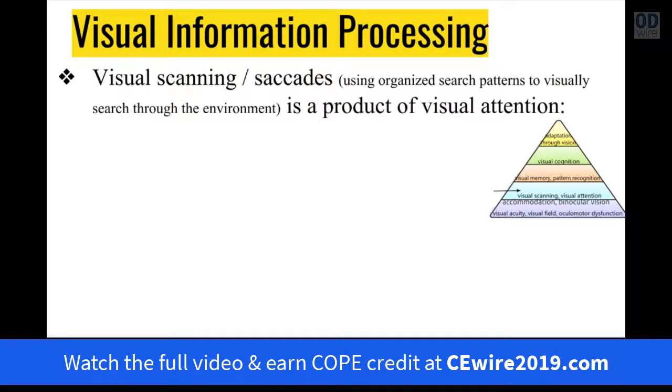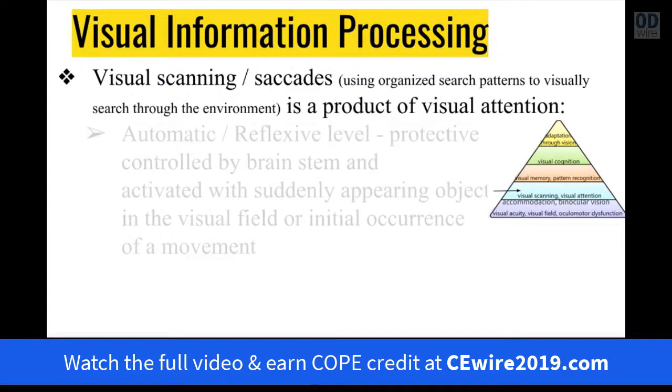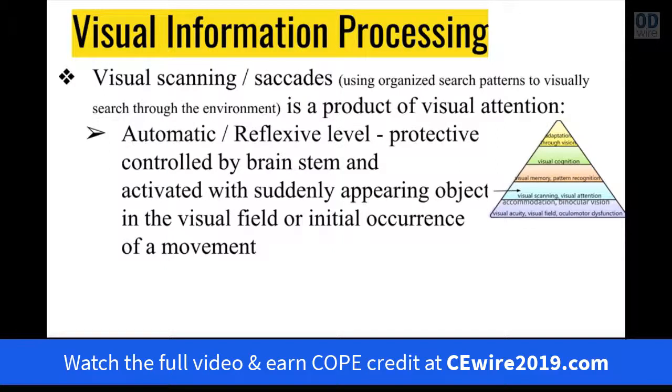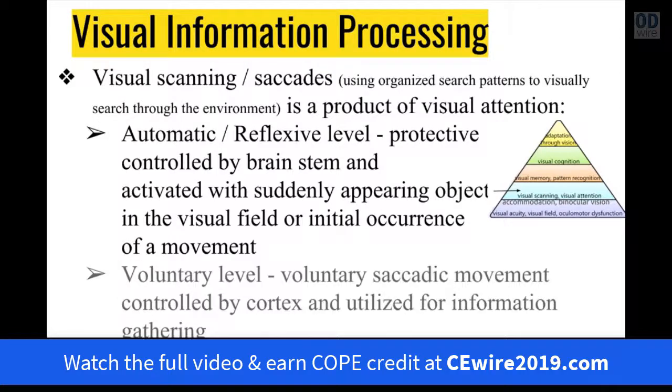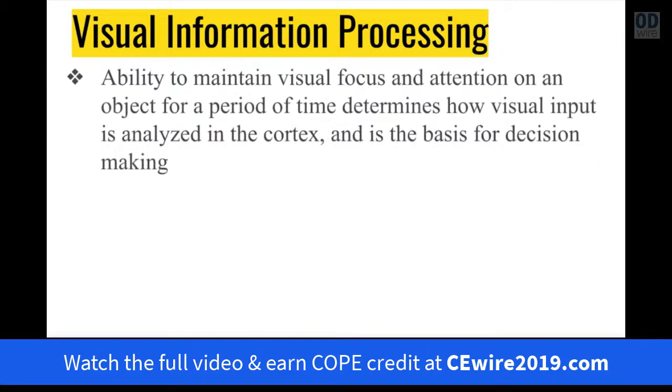Visual scanning, or saccades, so using organized search patterns to visually search through the environment, is a product of visual attention. We have automatic or the reflexive level of saccades, so these are protective saccades controlled by the brainstem and activated when there is a sudden appearance of an object in the visual field. And then we have the voluntary level of saccades. These are voluntary saccadic movements that are controlled by the cortex and utilized for gathering information.